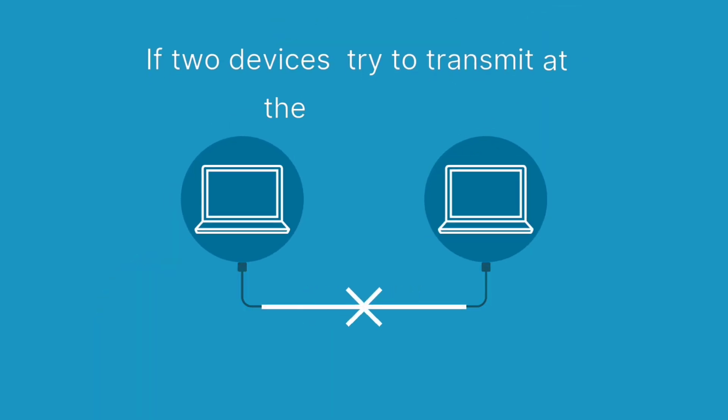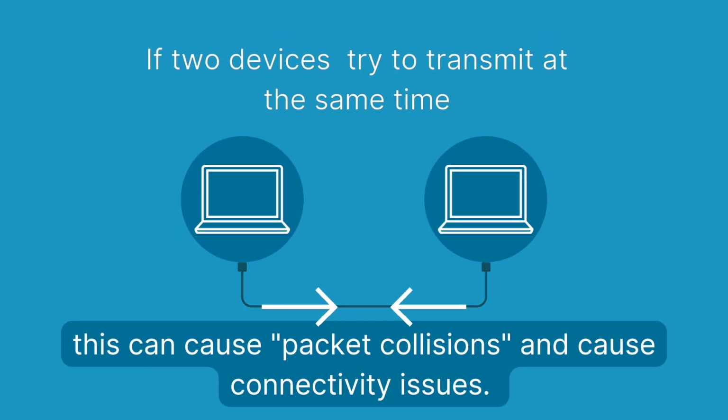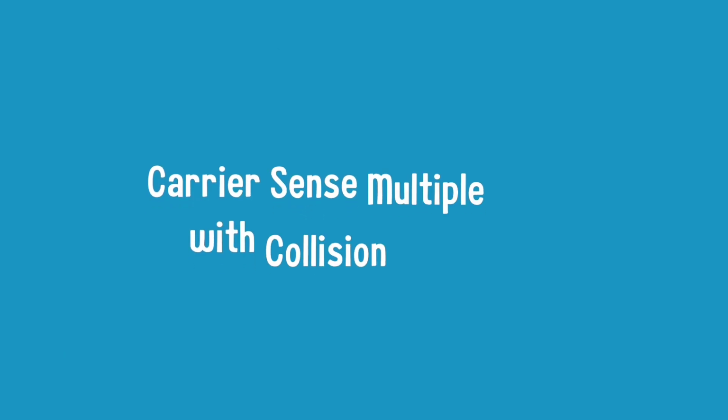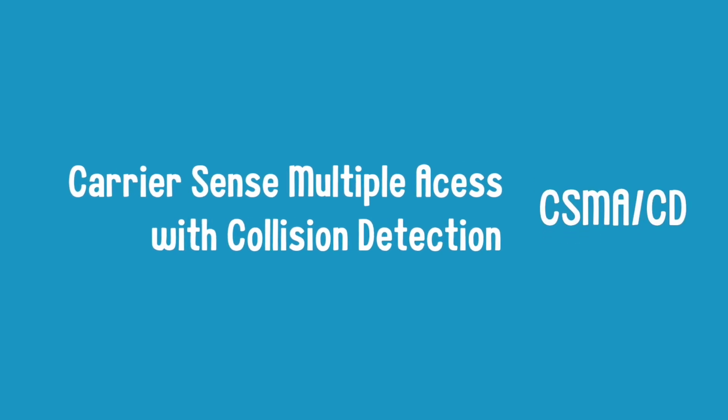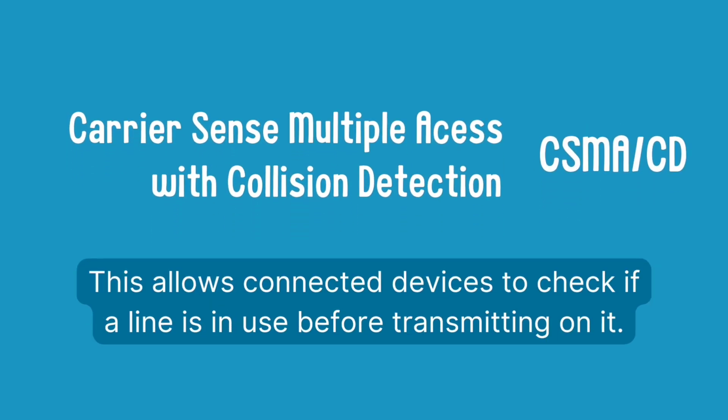If two devices try to transmit at the same time, this can cause packet collisions and connectivity issues. To avoid these traffic problems, the IEEE developed the Carrier Sense Multiple Access with Collision Detection (CSMA/CD) protocol. This allows connected devices to check if a line is in use before transmitting on it.